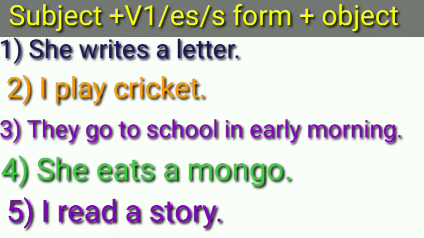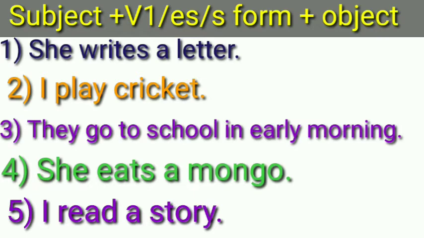Here students, you have to recite the structure. Structure is very important in order to construct these sentences. So recite the structure, that is subject plus V1. Here s or es form is attached to V1, that is verb, when your subject is third person singular, for example, he, she, it. After that, you can use object in the sentence. Sometimes object is not used in the sentence. So students, these were the examples of simple present tense.